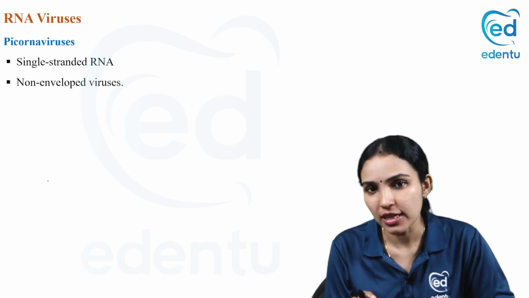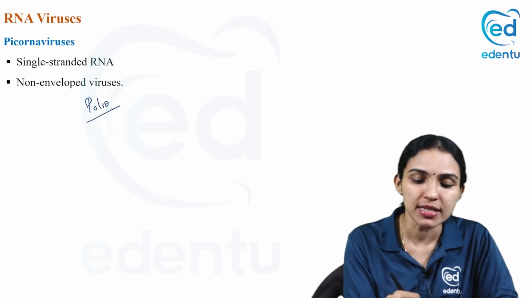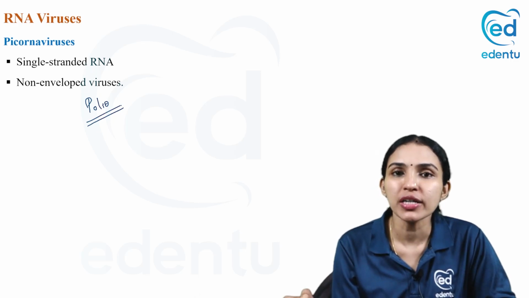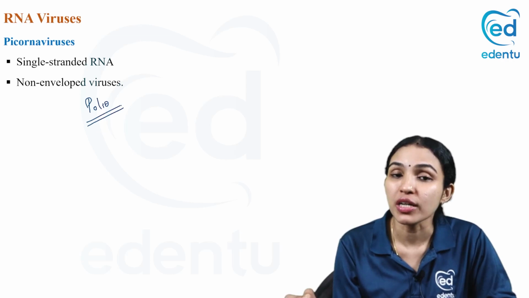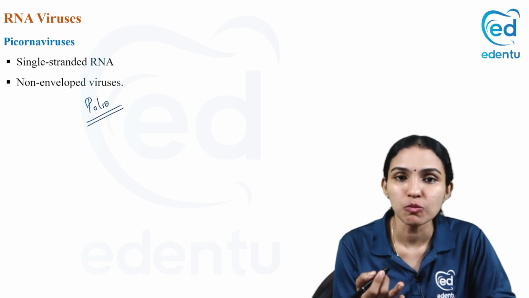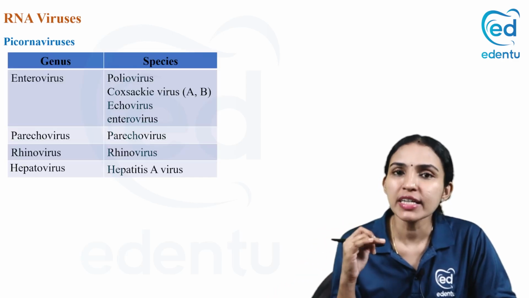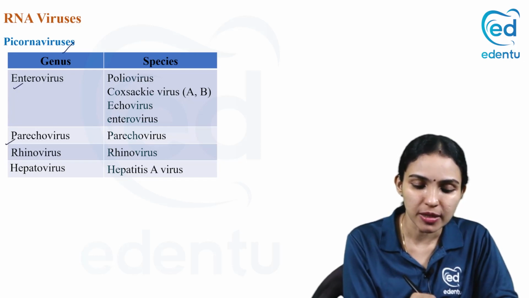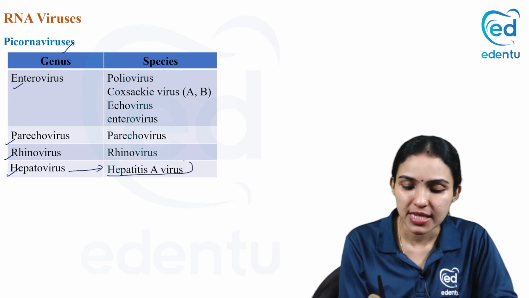Coming to the Picornavirus group, which includes poliovirus. Picornavirus has the most important virus included in it, that is poliovirus. Picorna is single-stranded RNA, and Picorna is non-enveloped. That's what we have seen: PCR, Picorna, Calici and Reo are non-enveloped. We can classify Picornavirus into different genera, including enterovirus, parechovirus, rhinovirus and hepatovirus. Hepatovirus includes hepatitis A virus.